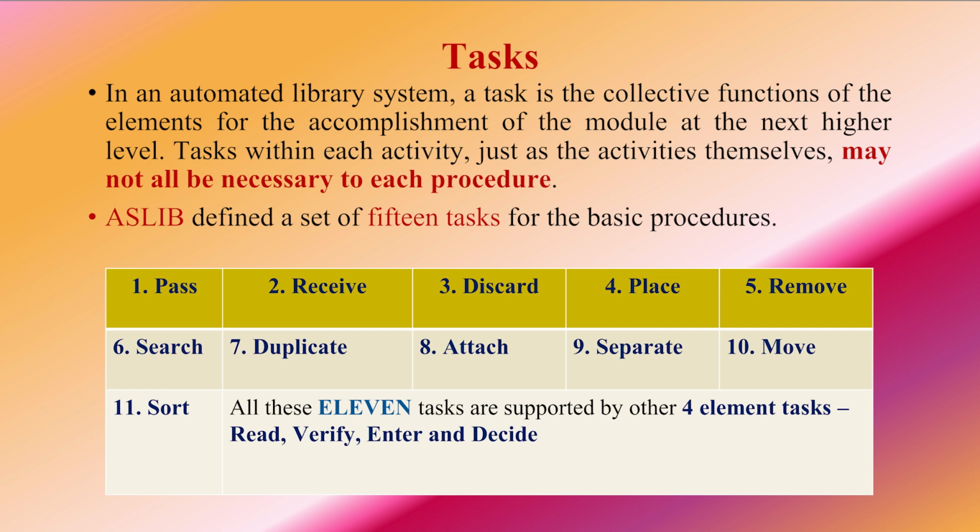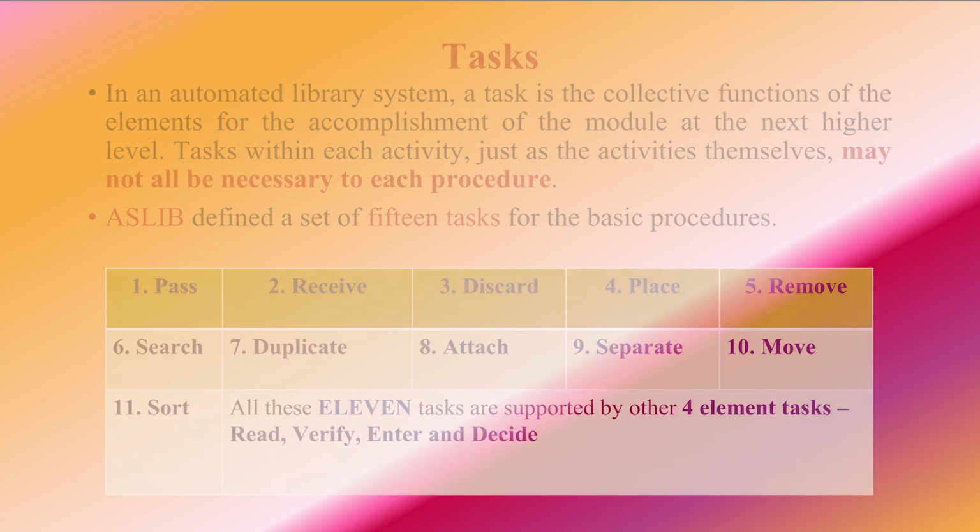All element tasks are supported by four other elements: read, verify, enter, and decide. That means these 11 tasks have been grouped very nicely into four tasks. The first is read. Once we want to do anything, we first have to read it and find out. After reading, we should check whether we have read correctly or not, so we have to verify. Once read and verify are done, then we have to enter, and then decide what is to be done.